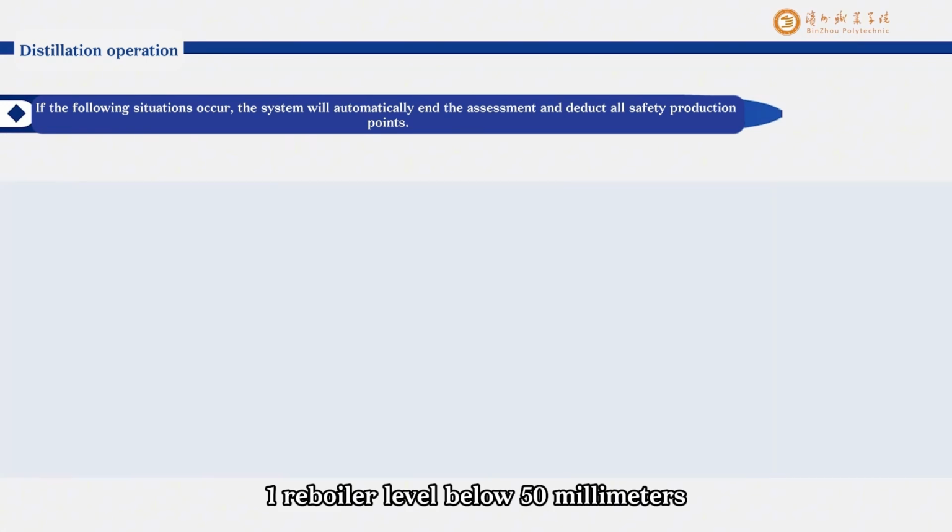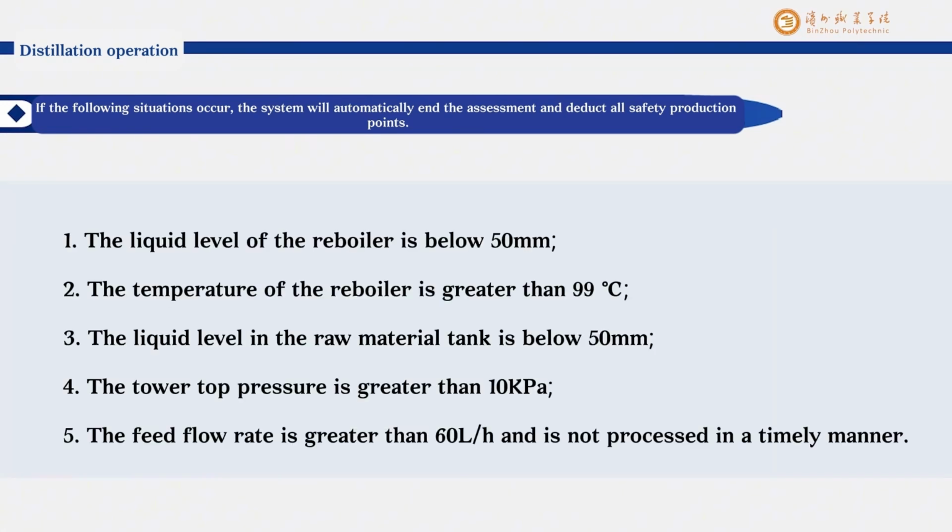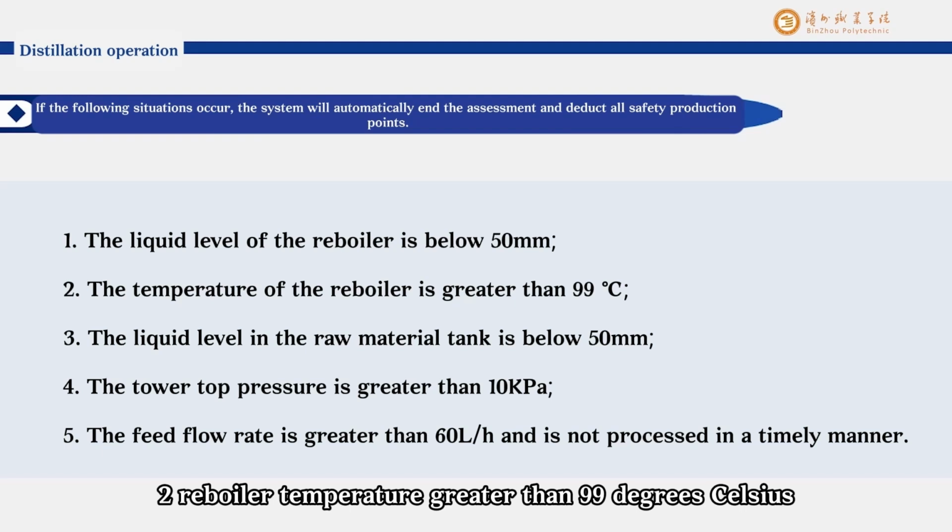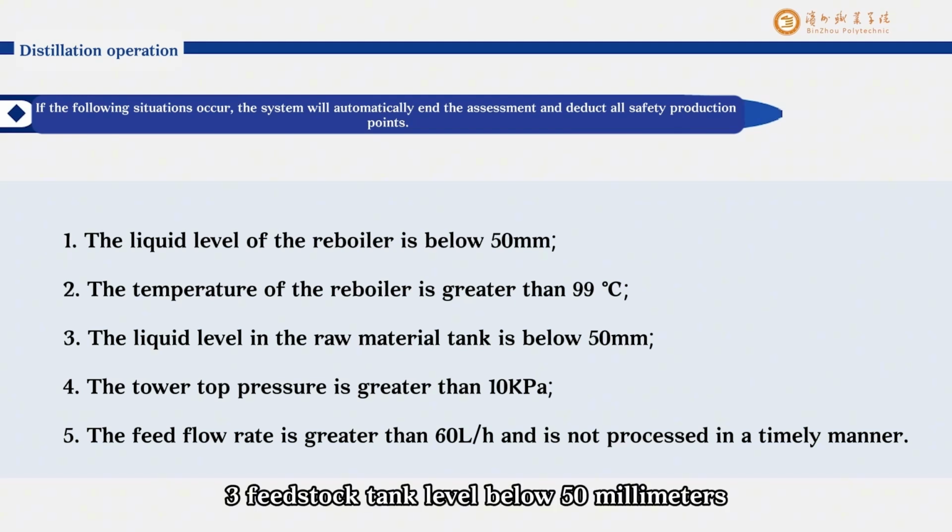1. Reboiler level below 50 millimeters. 2. Reboiler temperature greater than 99 degrees Celsius. 3. Feedstock tank level below 50 millimeters. 4. Overhead pressure greater than 10 kilopascals. 5. Feed flow rate greater than 60 per and not handled promptly.